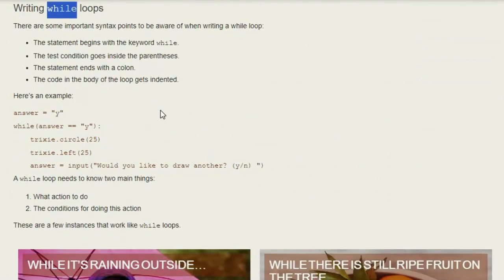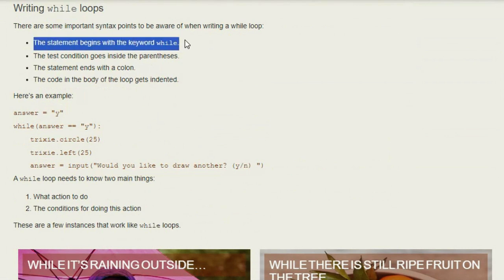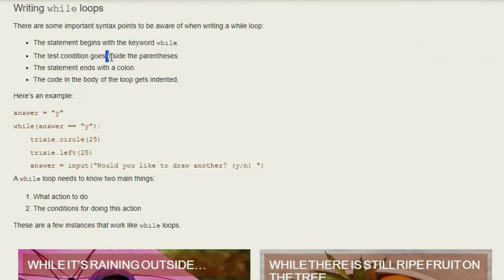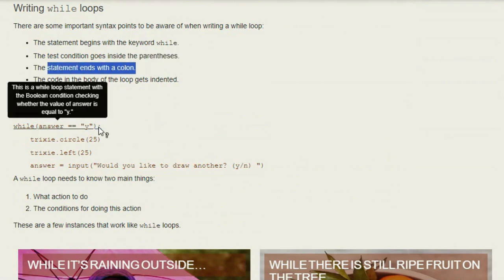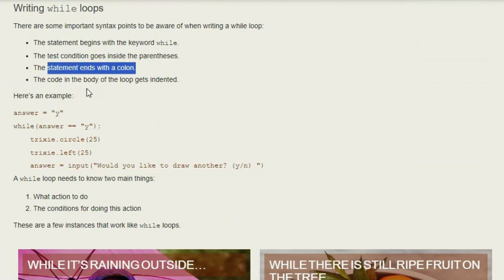So there's some important syntax points to be aware of when you write that. First of all, this statement begins with the keyword while, right? The other one starts with for, so this one starts with while. The test condition goes inside the parentheses. The statement ends with a colon, as a lot of our statements do in Python. And the code in the body of the loop gets indented.